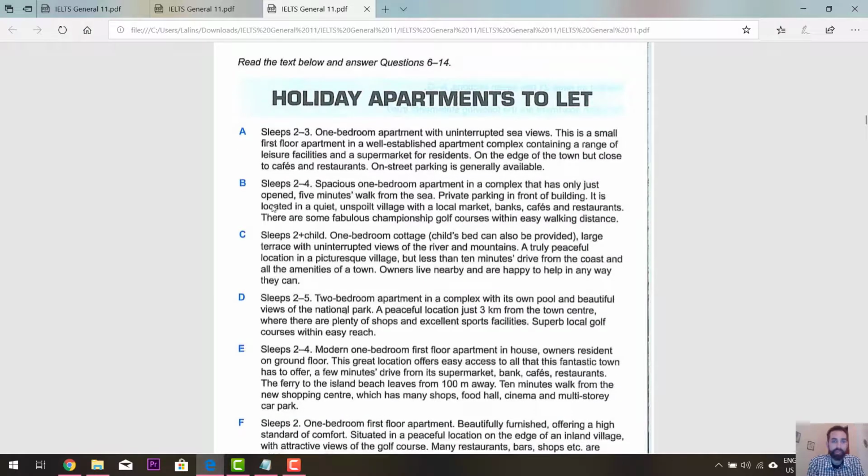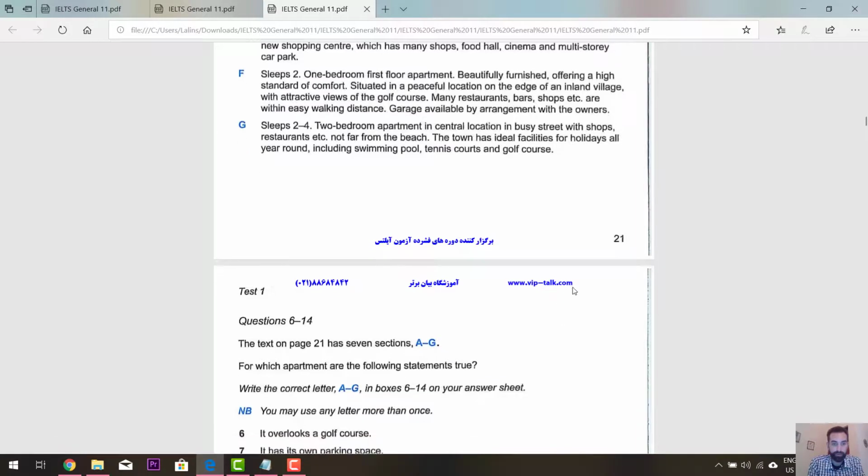So now B, sleeps 2 to 4, spacious 1-bedroom apartment in a complex that's only just opened, 5 minutes walk from the sea. Private parking in front of building. It is located in a quiet, unspoilt village with a local market, banks, cafes, and restaurants. There are some fabulous championship golf courses within easy walking distance. Okay, so now, here we go.